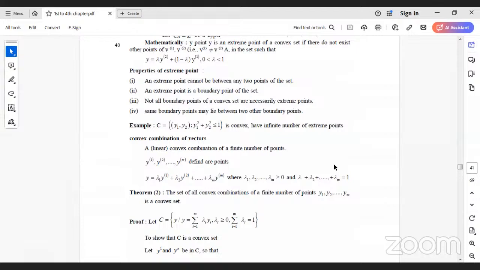The set C is y1, y2 such that y1 square plus y2 square is less than 1. Its convex hull has an infinite number of extreme points. We are taking a convex combination of vectors, that is, a convex combination of a finite number of points y power 1, y power 2, y power 3, and so on, y power m.